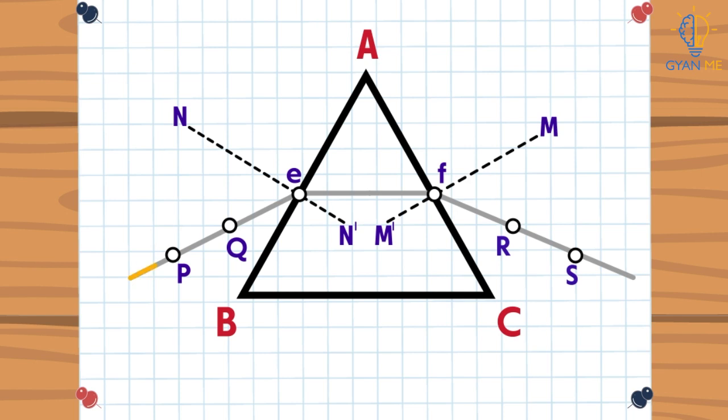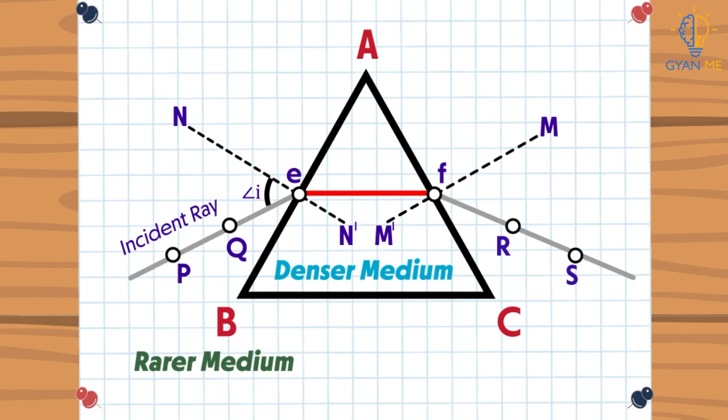This is the light ray, just like a laser beam, which was falling on the surface of the prism. It is called an incident ray. The angle formed by incident ray with this perpendicular, we all know, is nothing but angle of incidence. That is angle I.